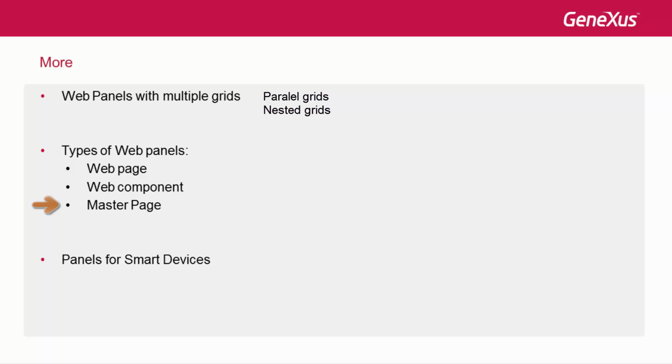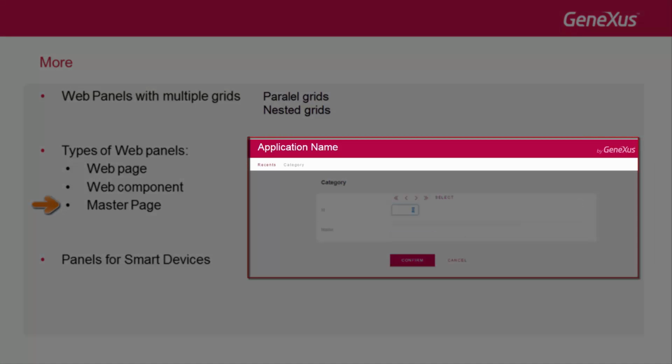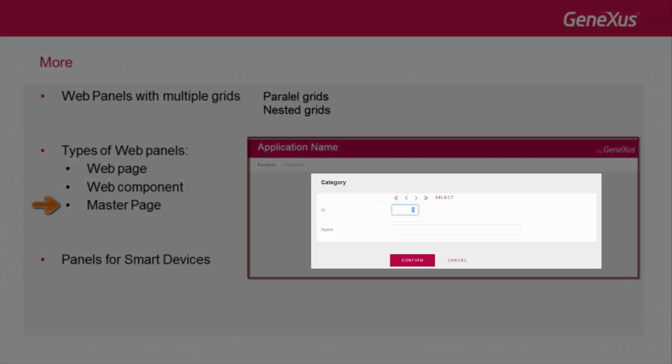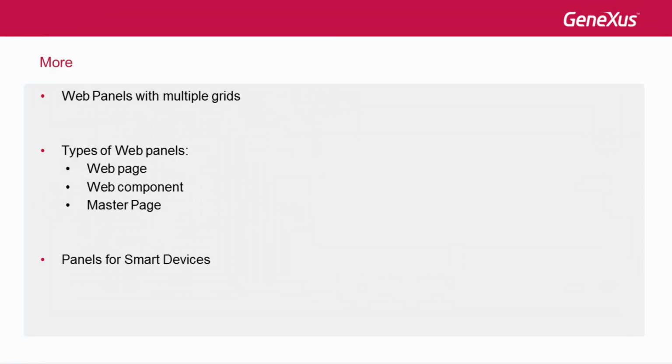We also have web panels defined as master pages. All KBs are created with master pages, which constitute the framework in which all pages executed are loaded. Here we can see on top that the transaction is part of the master page of the application. The transaction screen opens up in the area meant for that in the master page. And lastly, we should mention that for developing mobile apps for smart devices, we also have panels called panels for smart devices. In an upcoming video, we will have an introduction to these types of applications.